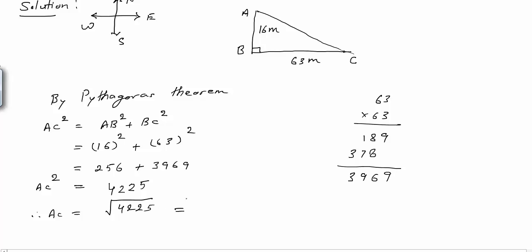Now as the last two digits are 25, I have to see whether this 42 is a multiple of consecutive numbers. It is the multiple of 6 and 7, 6 7s are 42. So what answer will I say? This is 65. The value of AC is 65.